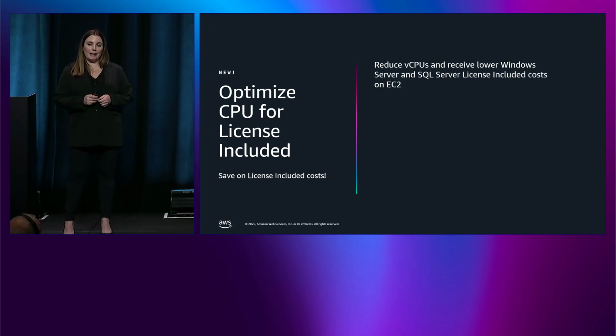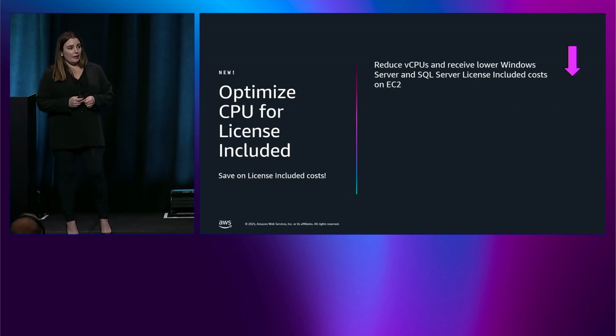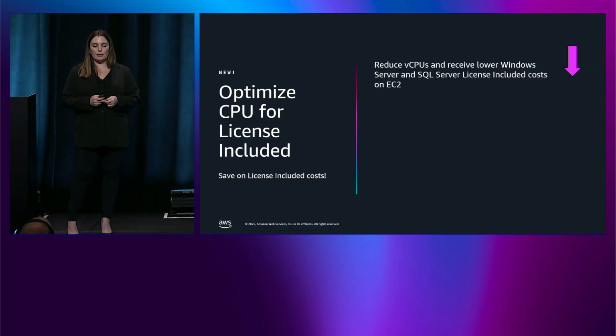And it not only impacts SQL Server license included, but it also impacts Windows Server license included. So this is going to be a great way for customers who, for the most part, have to use Windows Server license included on shared EC2, if there's room for optimization there, and to either disable hyperthreading or use a specific number of vCPUs, this will immediately lower your license included costs for Windows Server as well as SQL Server.